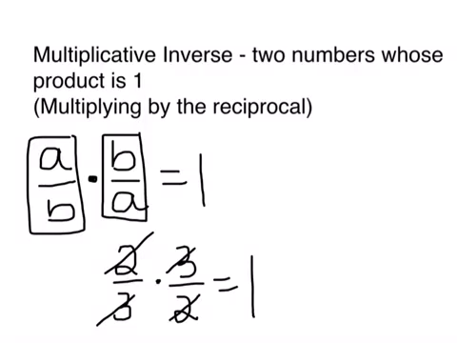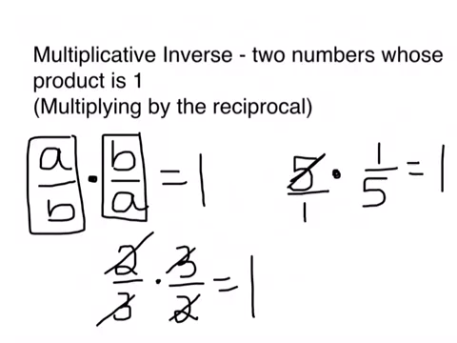Another example of this would be if we take the number 5 and we multiply it by 1 over 5. Remember that the number 5 written as a fraction would be 5 over 1. So its reciprocal would be 1 over 5. And then if we multiply those, we'd get an answer of 1. The top 5 would reduce with the bottom 5, and we'd get an answer of 1.